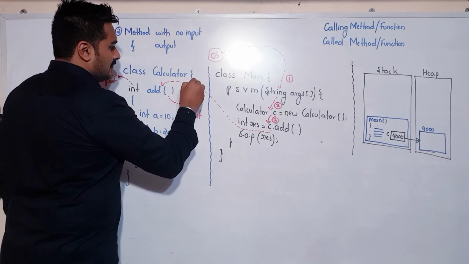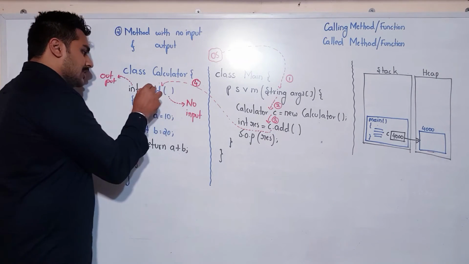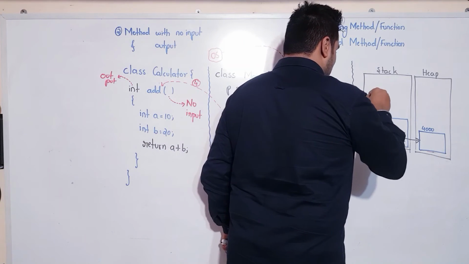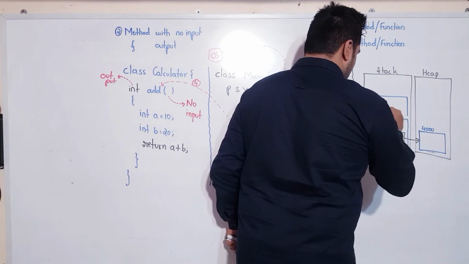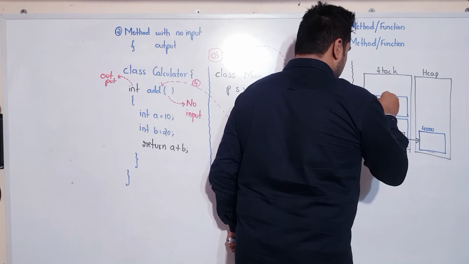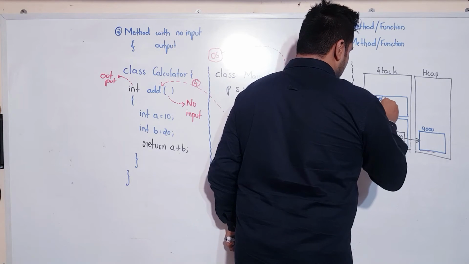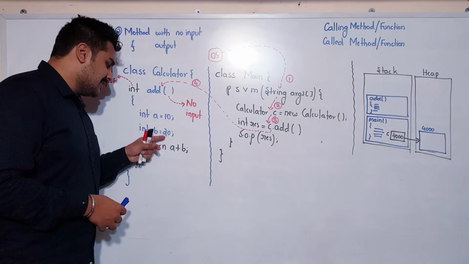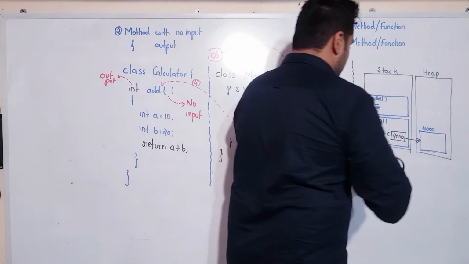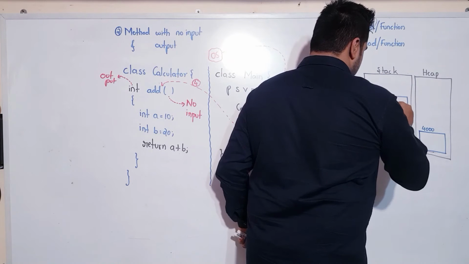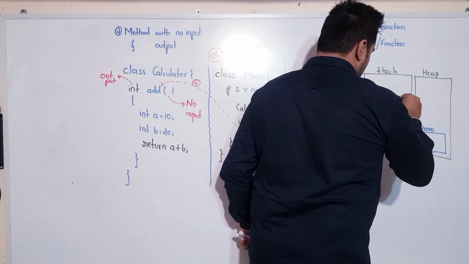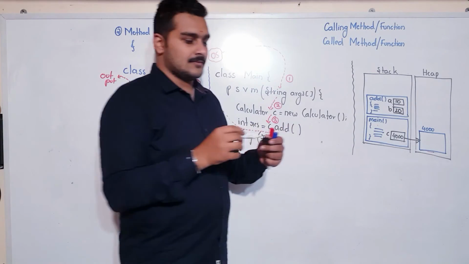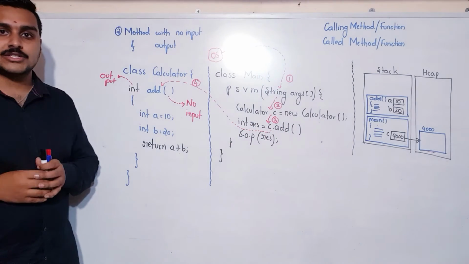The step number 4. Once the control comes onto add function, what will happen? Immediately, activation record for your add function gets created. Inside add, how many variables? 2 variables. 2 variables will get the memory here. A and B. A is having 10, B is having 20. I hope I am completely clear with this.